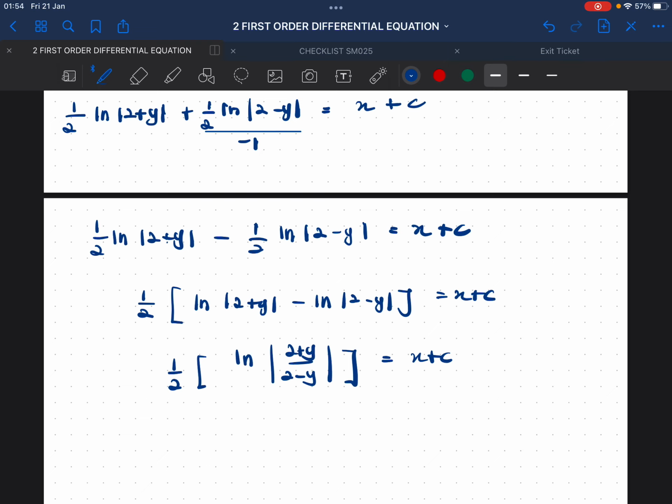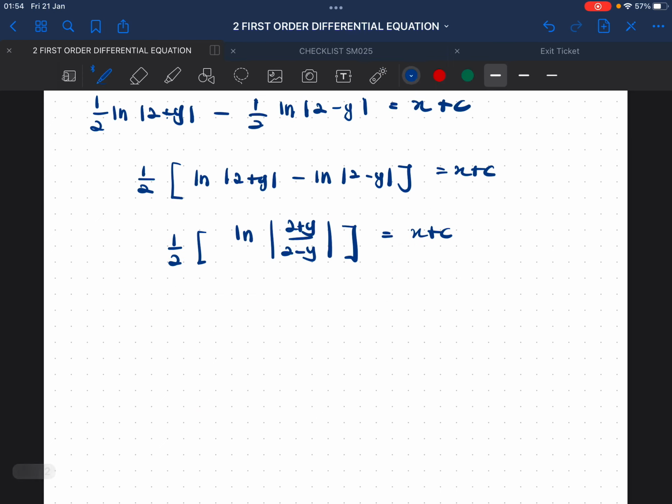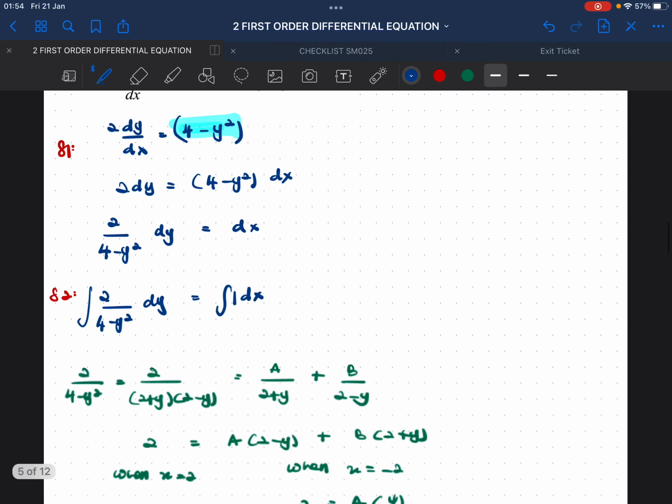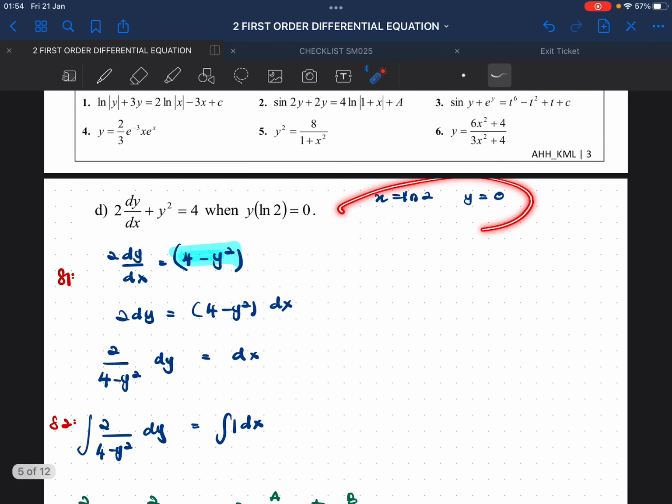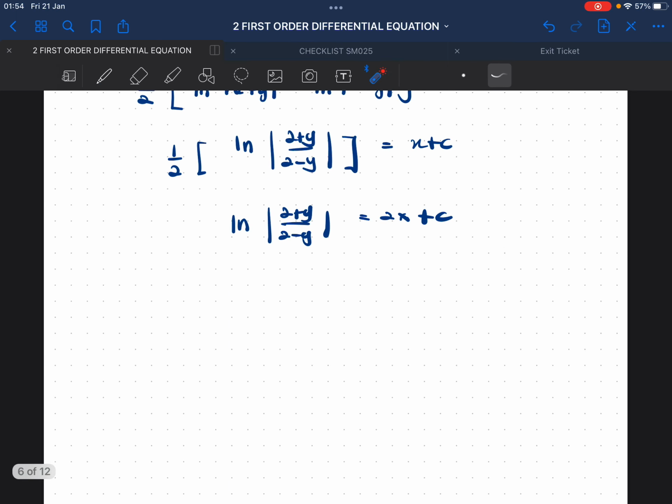Okay, your 2 from here can move on the other side. So we have ln (2 plus y) over (2 minus y) equals to 2x plus c. Yes, supposedly it can be 2c, but it is just the same. Okay, 2c and c is just the same, a constant. So what we have from the original equation is x equals to ln 2, y equals to 0. So when x equals to ln 2, y equals to 0, we just sub into the equation. So this is basically our general solution.